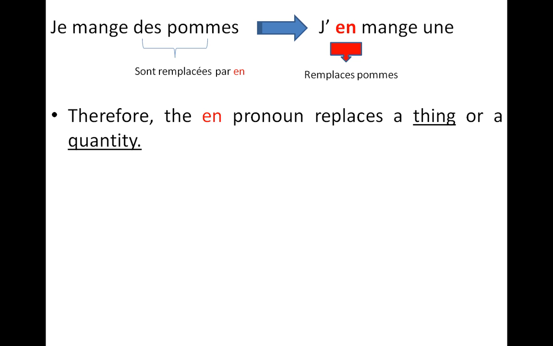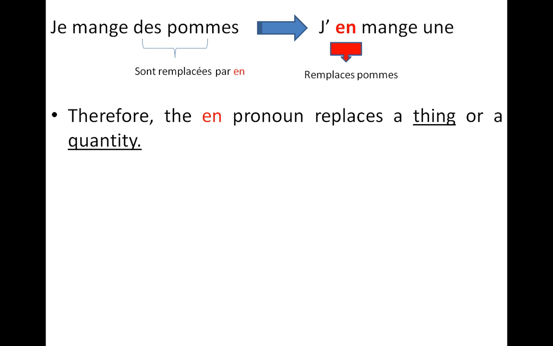It's again a way to replace a thing or a quantity, not to be redundant. It's like saying je mange des pommes, je mange 4 pommes. I eat some apples, I eat 4 apples. You wouldn't say I eat 4 apples, you would say I eat 4 of them, right? You don't repeat apples all the time. So it's the same thing, not to be redundant, not to be repetitive.